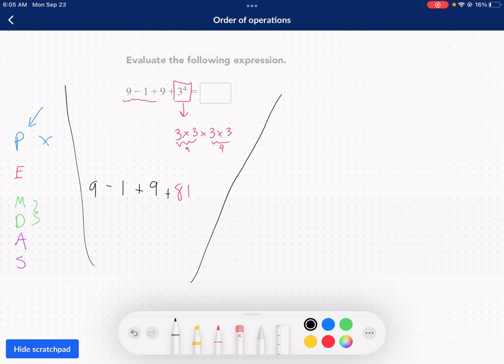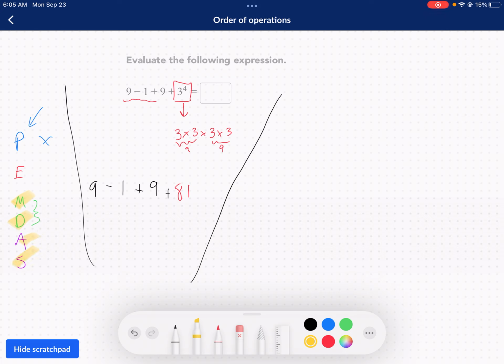Now, since we have no more exponents, we're going to look at: is there multiplication? No. We're going to move on. Is there division? Well, technically I should have said, is there multiplication or division? And it's no for both of those. So I can go ahead and move on to addition and subtraction.